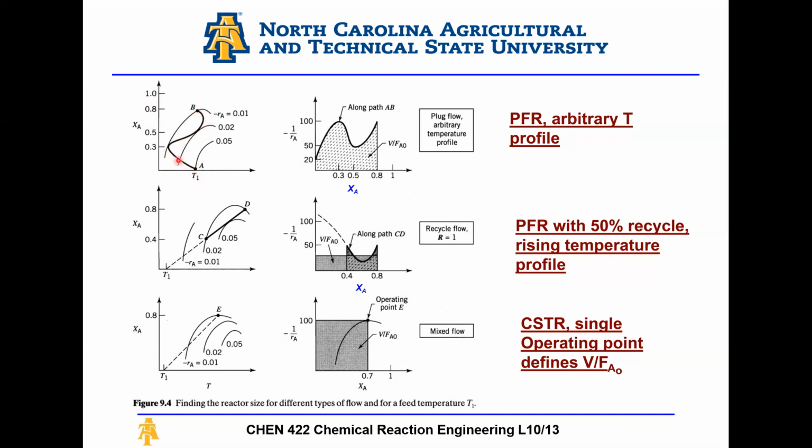From this operating line, I'm going to read the reaction rates from these curved lines here in the middle. So at T1, I'm going to read the reaction rate 0.05. At this point, I'm going to read the reaction rate maybe 0.01 here.